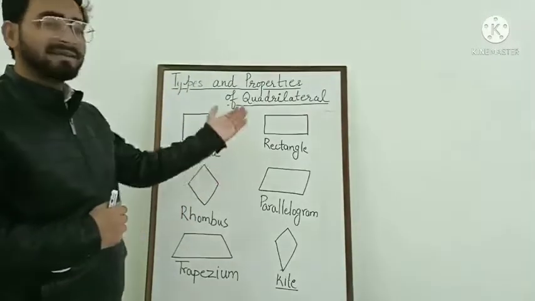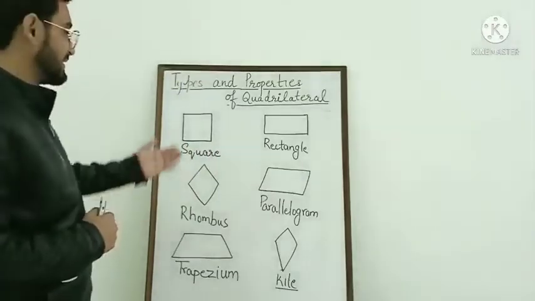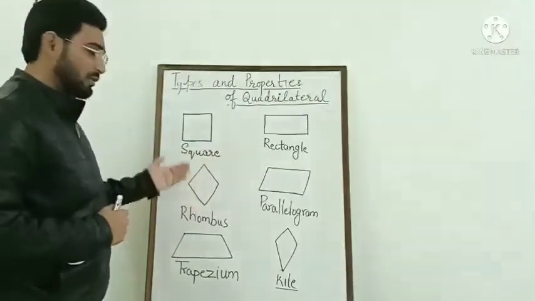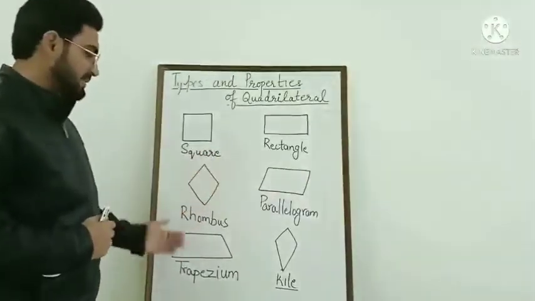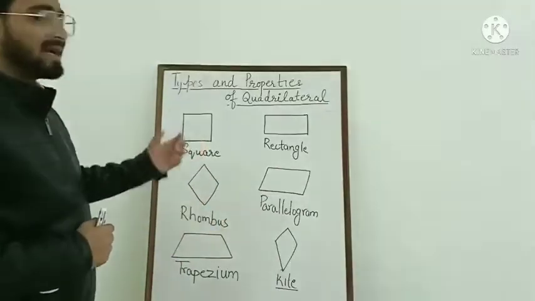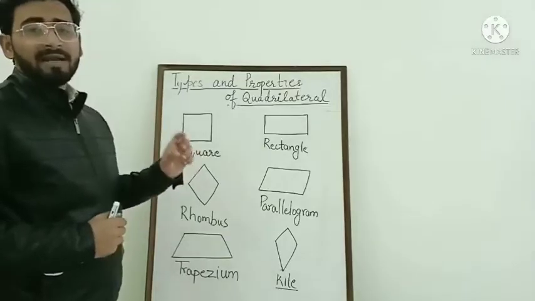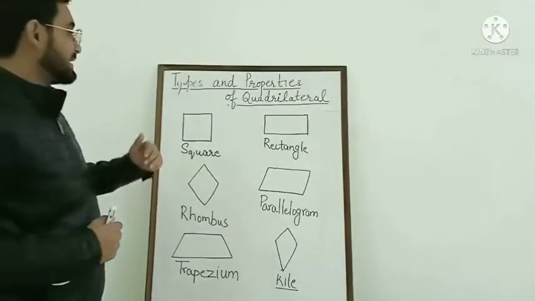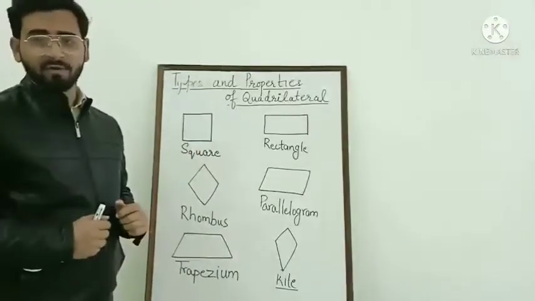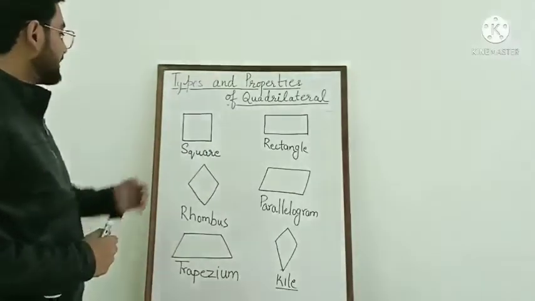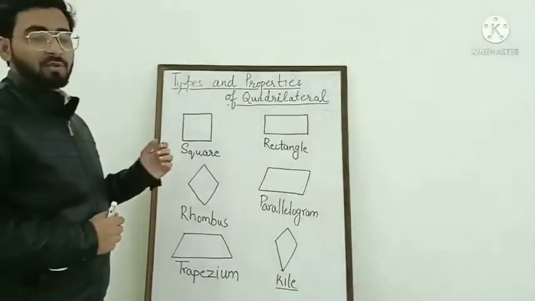So these all are the types of quadrilateral: square, rectangle, rhombus, parallelogram, trapezium, kite. They all are quadrilaterals. Why? Because they all are made up of four line segments and they all are closed figures. First of all, let us discuss the square.